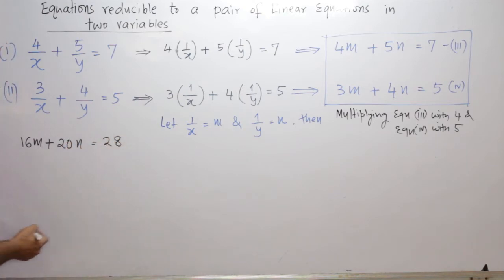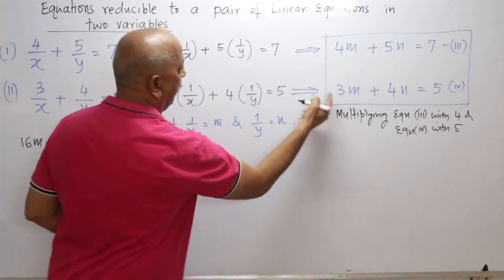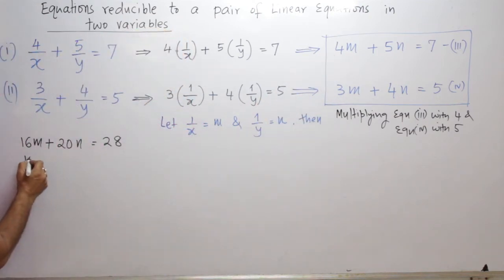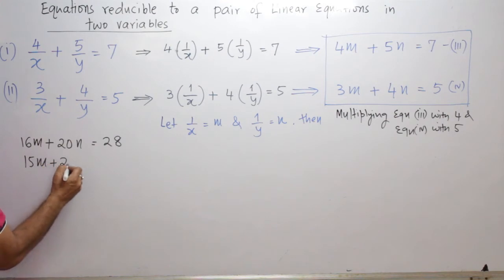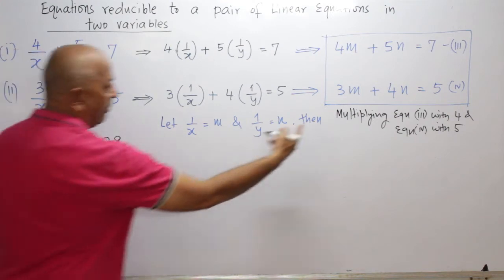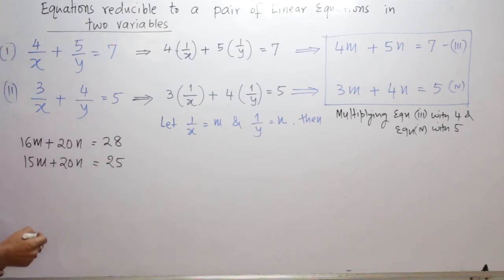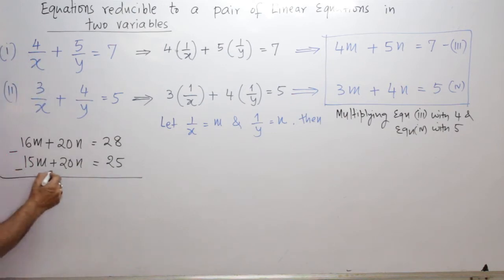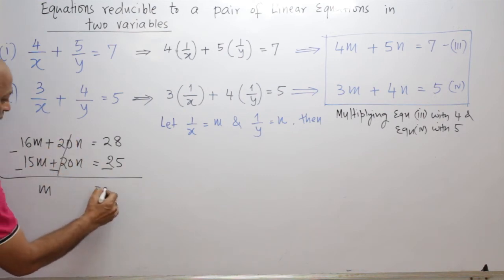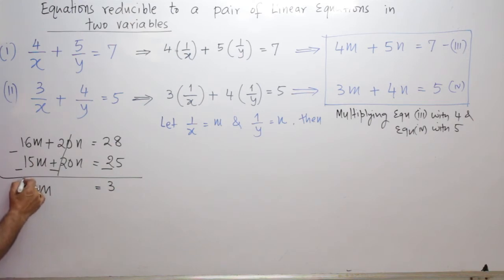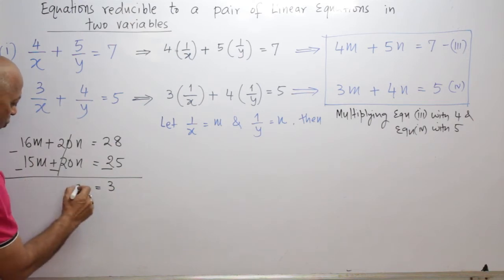That is our one equation. So this is 15m plus 20n, and I'm multiplying by 5, so it's 25. Now I have to cancel this, so I'll subtract. So this will be minus, this will be minus, this will be minus. So 16 minus 15, I'll get m. This will get cancelled, and I'll get the 3. So I got the first answer, m is equal to 3.